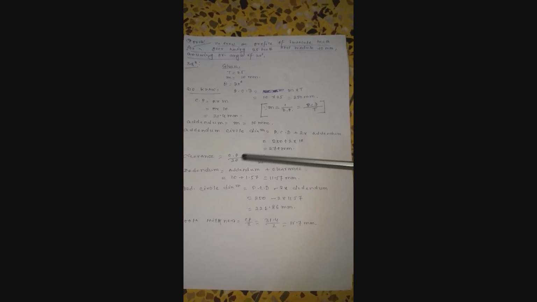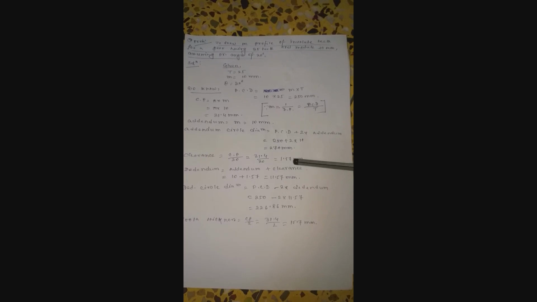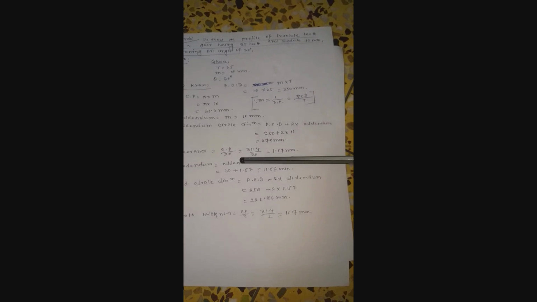We get module equal to 1 by DP, that means the reciprocal of diametral pitch, PCD by T, which gives 31.4 millimeter. Addendum is equal to M, that is 10 millimeter, and addendum circle diameter is PCD plus 2 into addendum, that means 270 millimeter, and clearance is CP by 20, that means 31.4 by 20, 1.57 millimeter. And dedendum is nothing but the summation of addendum and clearance, as we know the clearance is nothing but the difference between addendum and dedendum.